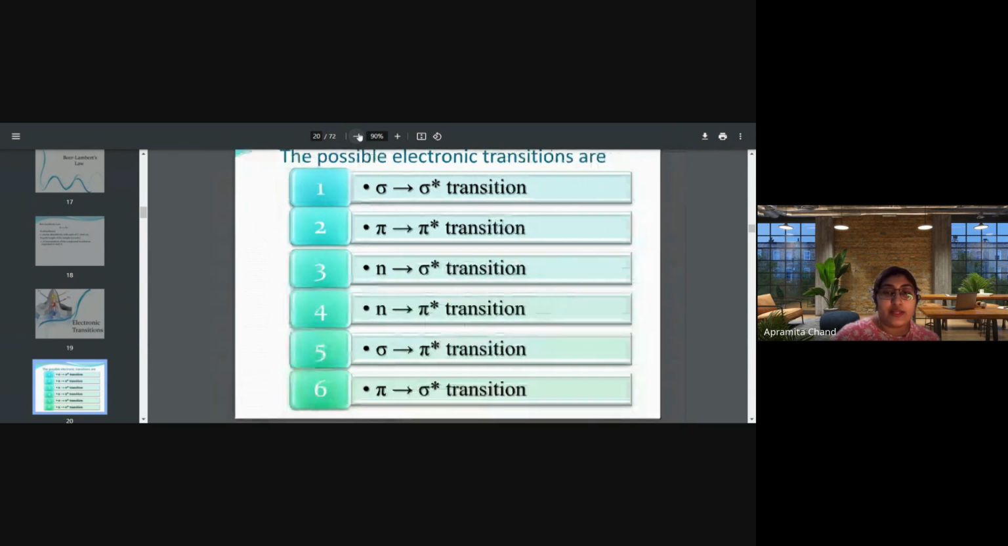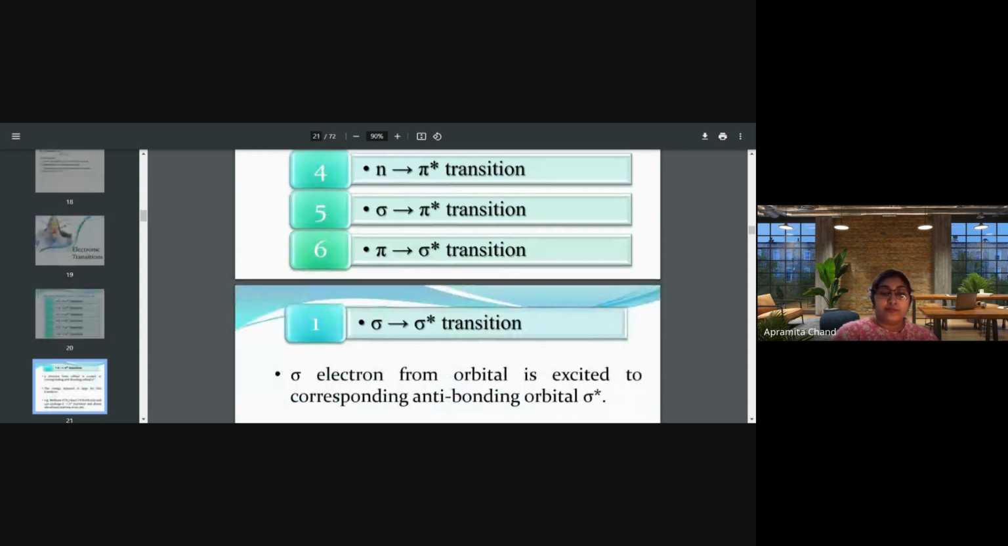Okay, the possible electronic transitions are sigma to sigma star, pi to pi star, n to sigma star, n to pi star, sigma to pi star, pi to sigma star. Now many of these transitions are allowed and some of them are forbidden.